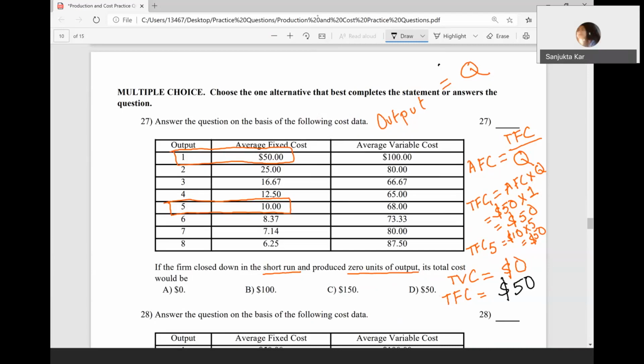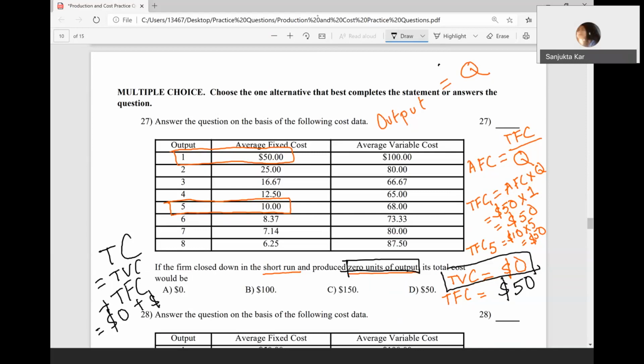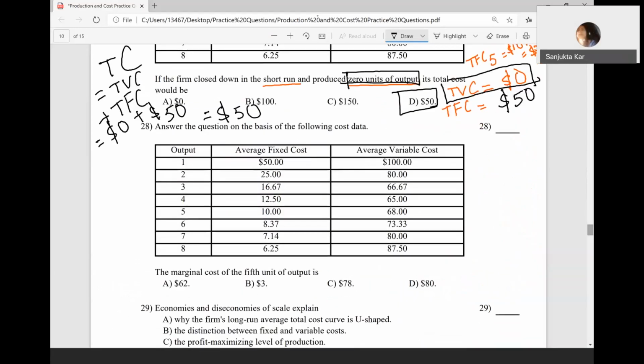So the total cost in this question is total variable cost plus total fixed cost. Remember, we are producing 0 units of output. What I wrote down here is total variable cost is equal to 0, and total fixed cost is equal to $50. So your answer is $50 for this question. I like this question, it's pretty cool.